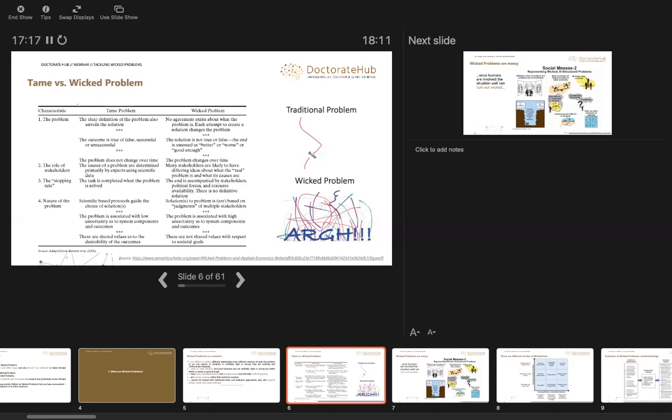So this is also showing that the role of the stakeholder is very different. In the tame problem, the problem does not change over time, and the causes of a problem are determined primarily by experts using scientific data, while in the wicked problem case, the problem changes all of the time, and many stakeholders have different ideas about what the real problem is and what the causes are, or for the parts of the problem. And there's a stopping rule: in the tame problem case, the task is completed when the problem is solved, while a wicked problem can't be solved, therefore it can't be stopped, it just evolves further.